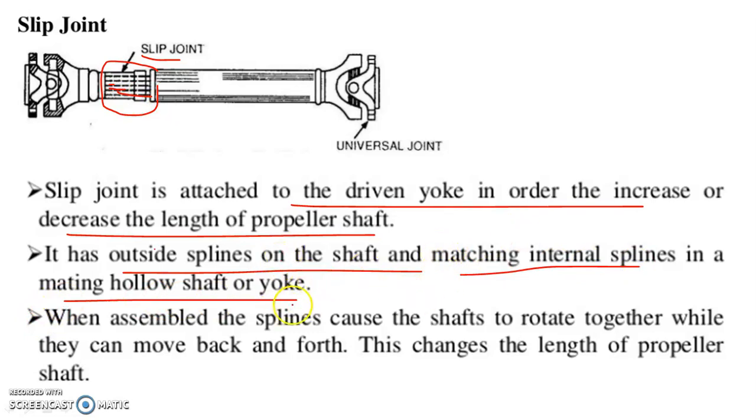When assembled, the splines cause the shafts to rotate together while they can move back and forth. This changes the length of the propeller shaft.